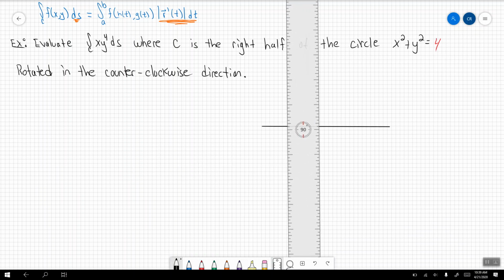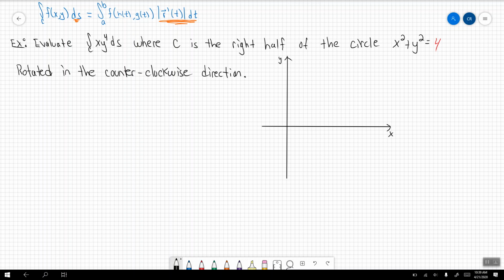Alright, now they said right half, so I only want to focus on the right half of the circle. There we are. So here's my y, here's my x. There we are. Alright, so that's 2, -2, and 2. I want to make sure I graph this. Alright, so there's the right half of the circle, and again, we're going to make sure that we rotate counterclockwise. So counterclockwise is going to move in this direction. Alright, perfect. So once we have this, then we're going to be able to start working with this.